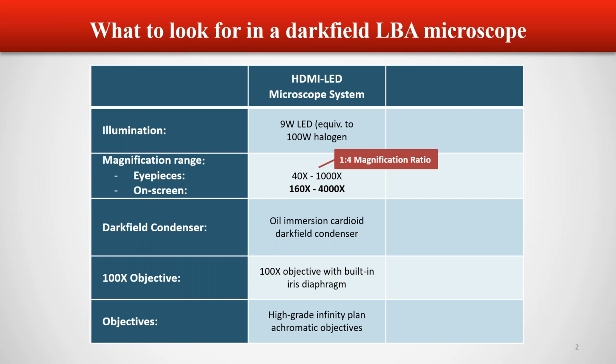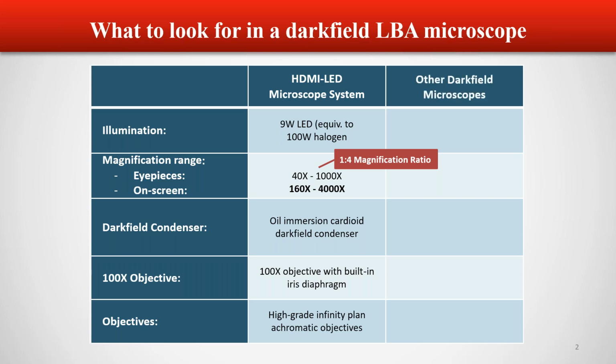The cheaper entry-level type of objectives would only have the central area, about 60% of the viewing field, in focus, and at the periphery it won't be focused. So it just makes it a little bit more difficult when looking through the eyepieces. When you're scanning the sample, you're not really able to look at the entire field of view if you don't have this high-grade plan achromatic objective.